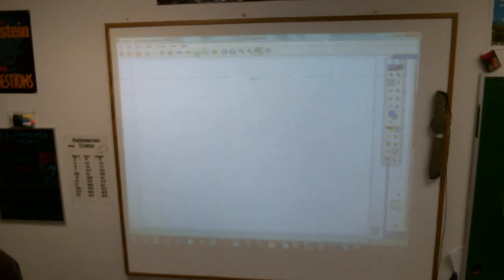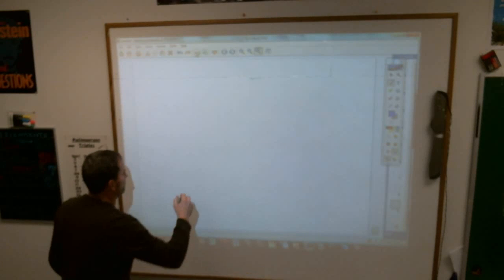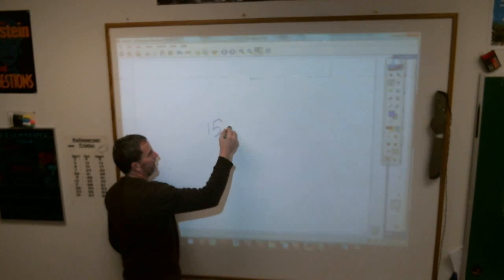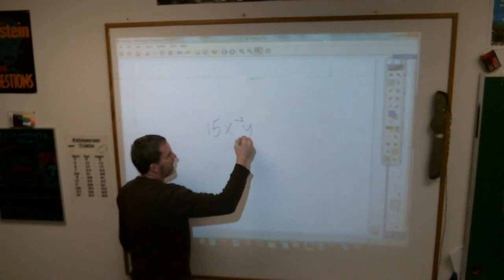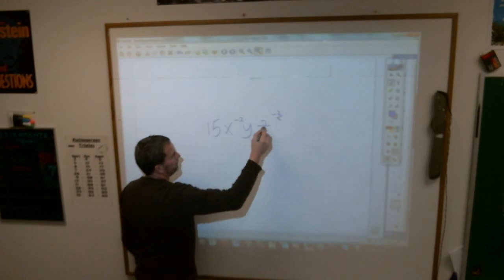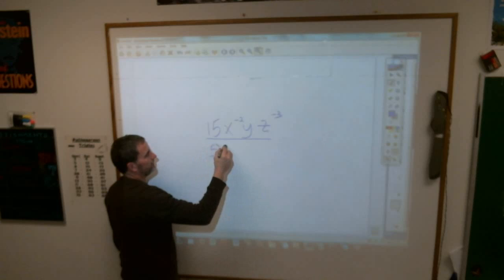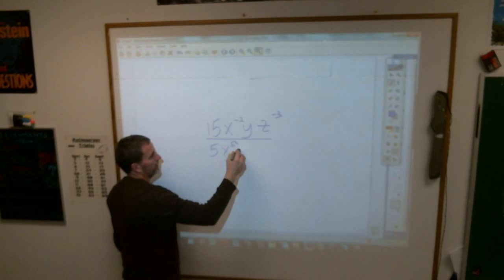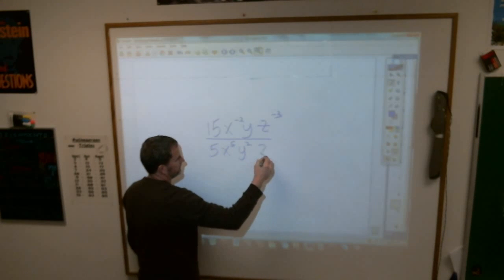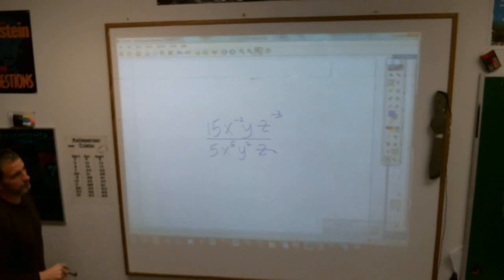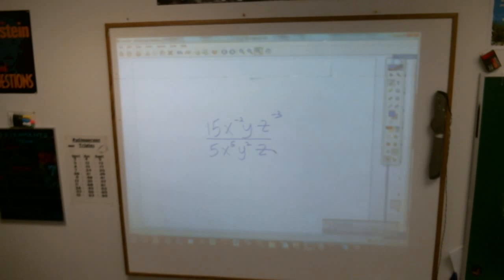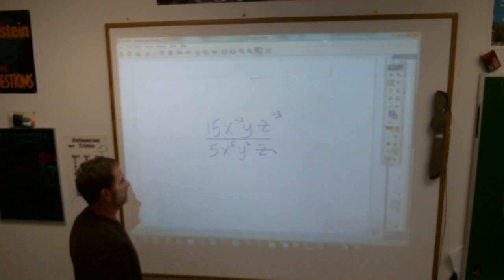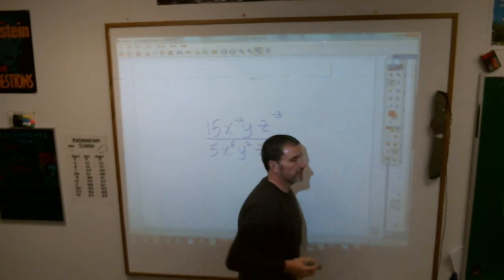I want to find a good one here. How about this? All right, I'm just going to make this one up. 15 x to the negative 2, y, z to the negative 3 over 5x to the 5th, y squared, z. Quickly, we don't have much time. This is not that difficult. Let me see if you can come up with something there.